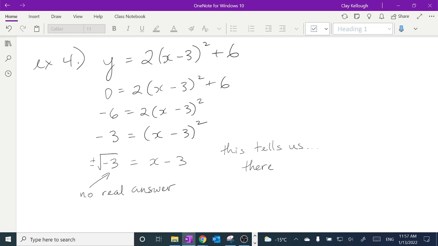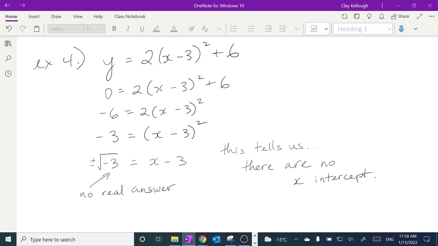Just a guess, it's not a parabola. Nope. No, it is a parabola. It's an x squared. All x squareds make a parabola. It doesn't have an x-intercept. That's it. There are no x-intercepts. And you kind of know that just looking at it, right?